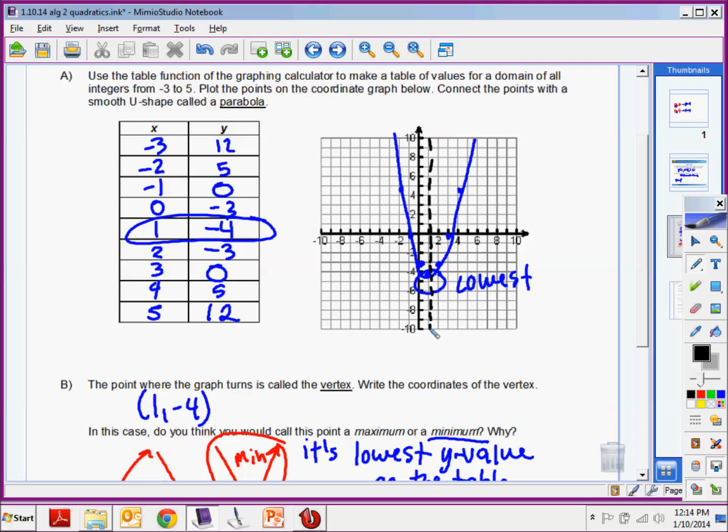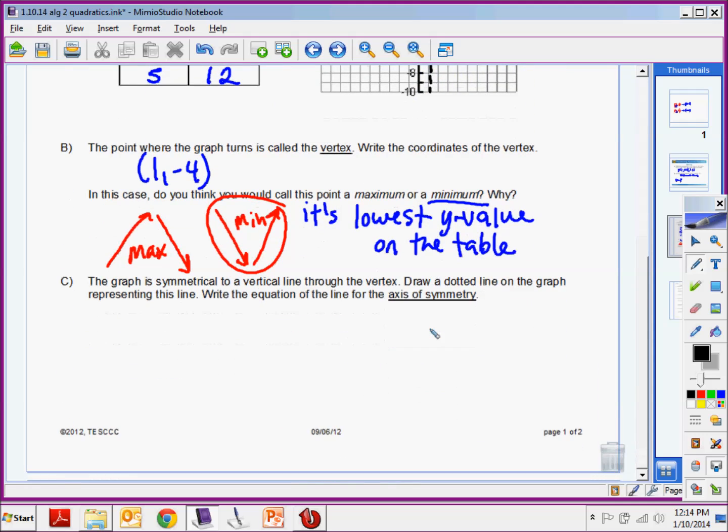If on your test or on a quiz, it asked you what is the equation of your line of symmetry, what should you say? X equals 1. So my equation for my line of symmetry is x equals 1.